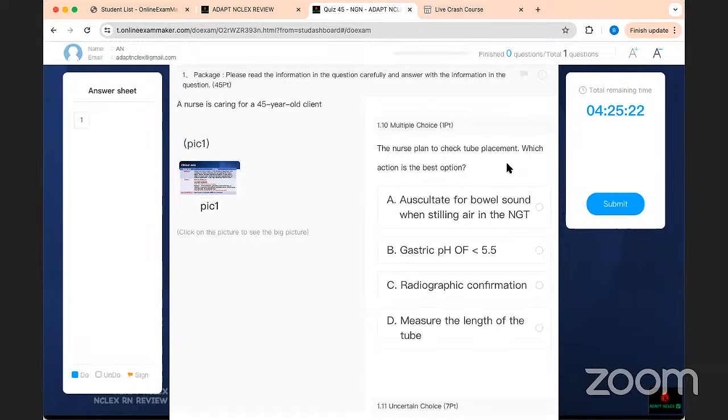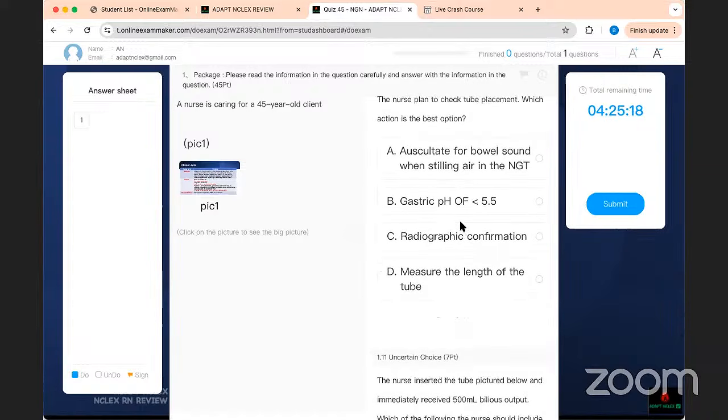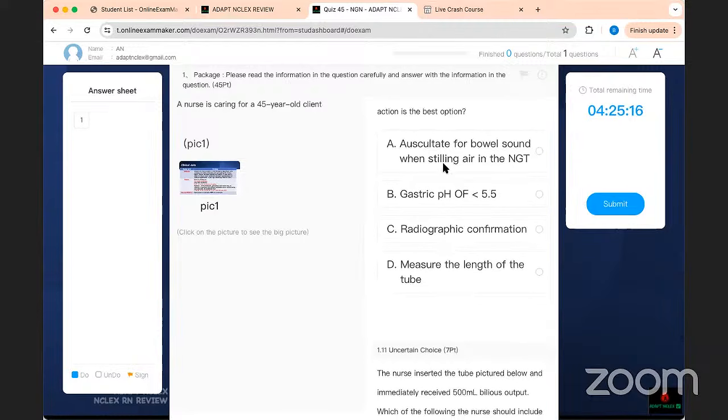And next, plan to check tube placement. Which action is the best option? To check for tube placement, what do you do? Listen for the NG tube when you're instilling air. Get a gastric pH of 5.5. Check radiographic confirmation or measure the length of the tube. Which one is the best way to confirm placement?